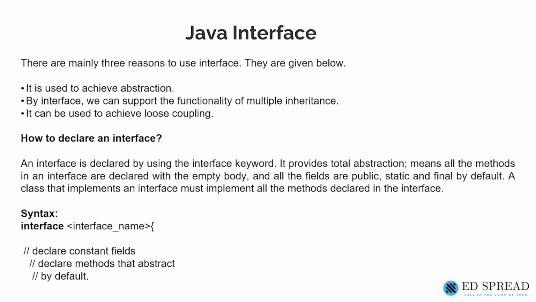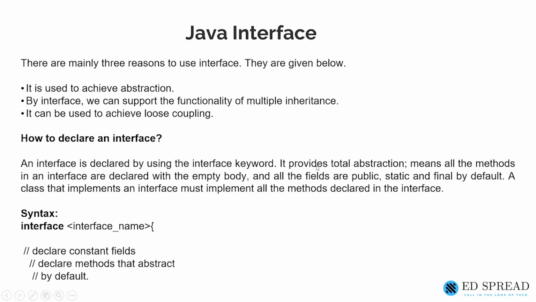These are the main three reasons to use interface. Data abstraction. By interface, we can support the functionality of multiple inheritance. It can be used to achieve loose coupling. Let us see what is the interface and how to declare that one. Interface can be declared using the interface keyword, and this is the syntax given over here. This is the interface keyword, space, interface name, and open the curly braces, and you can write anything there. You can write methods and etc.